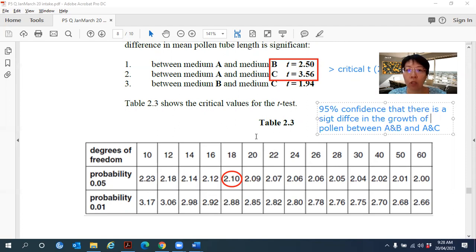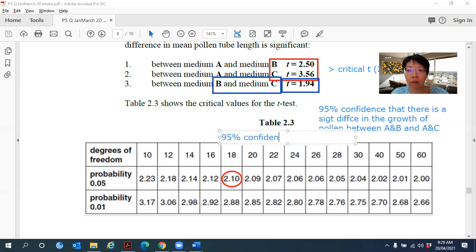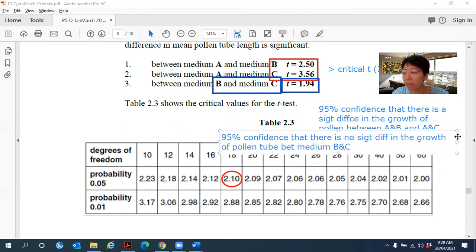In the same way, you can write a conclusion for this example. The t value is 1.94, which is less than 2.1. That means the difference in the growth of pollen between medium B and C is not significant. So that's a statement you can write there: you have 95% confidence that there is no significant difference in the growth of pollen tube between medium B and C.